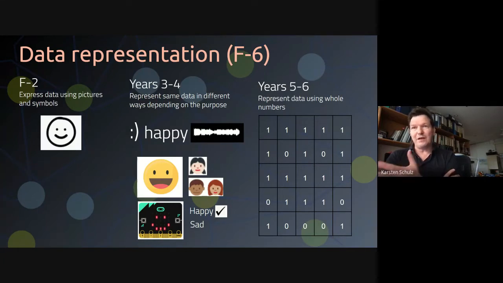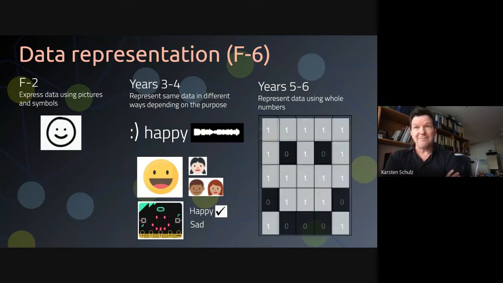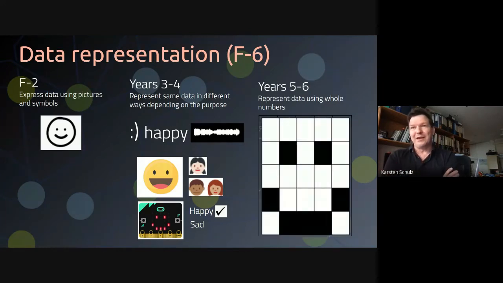But then in years 5 and 6, when we go into the area of representing data with whole numbers, and then in year 7 and 8 with binary, then it becomes really interesting. And this is the point where we can then dive a bit deeper into the artificial intelligence to understand how it deals with data. And that's what I would like to do with you over the next couple of minutes. Nathan? Yeah. So here you see a pixel representation, pixel graphics, and that's what we're going to use.